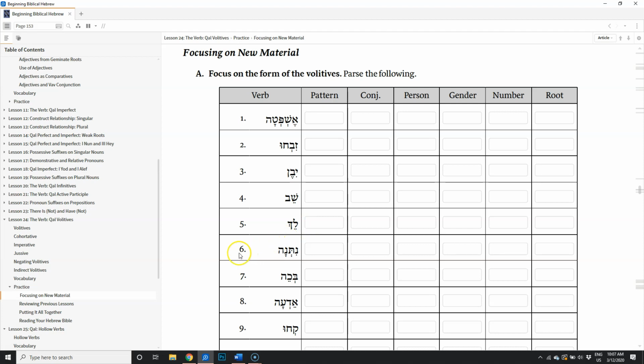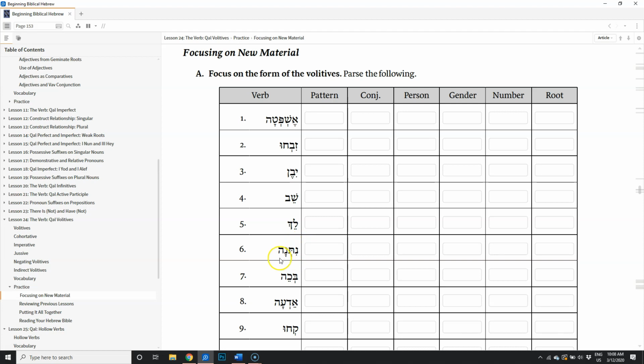All right, number 6, again, we've got a noon prefix with a qamets hey suffix. Never mind the fact that this is natan. If you realize this is natan, this might get a little bit confusing because is this the noon prefix or is this the noon of the root? I don't even need to worry about that. I've got a noon prefix, I've got a qamets hey suffix. This is going to be cohortative.